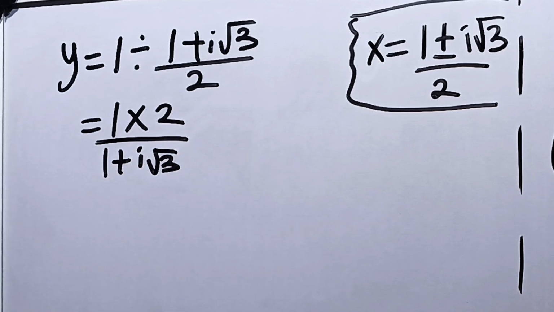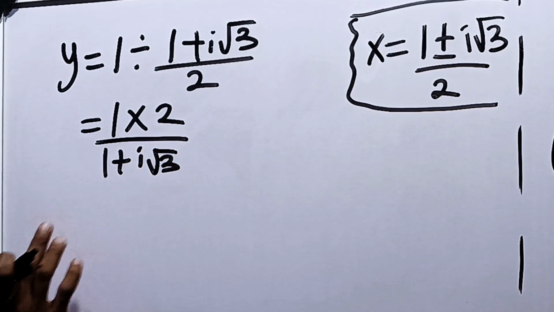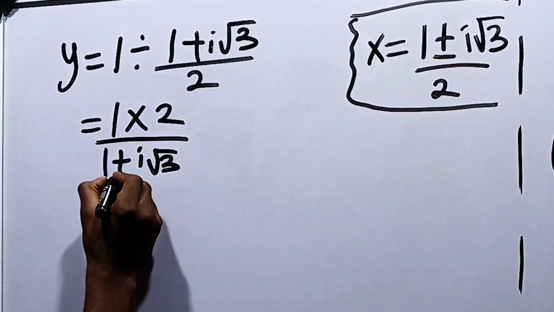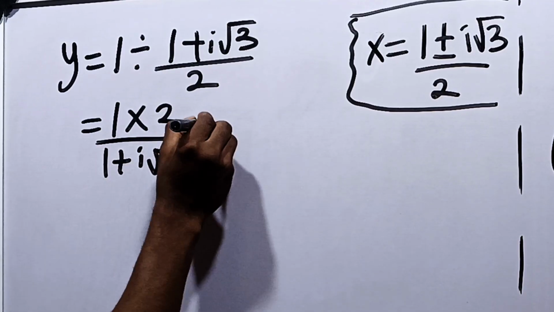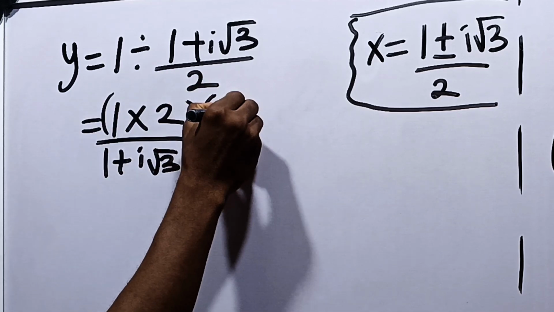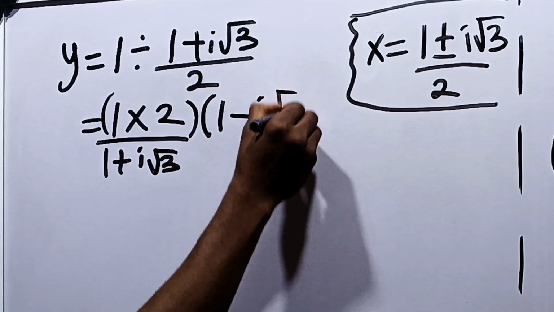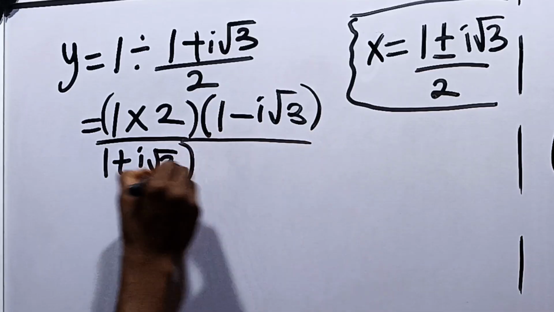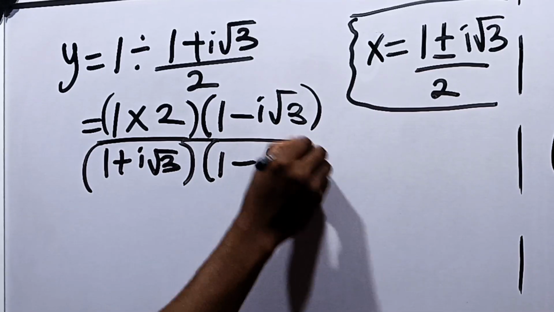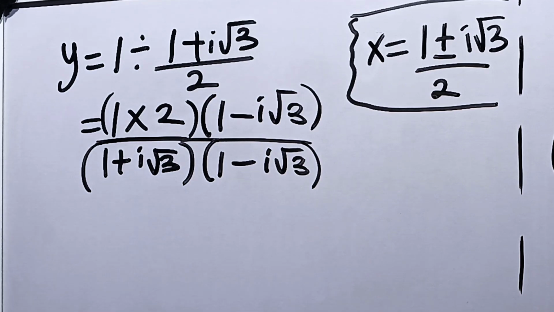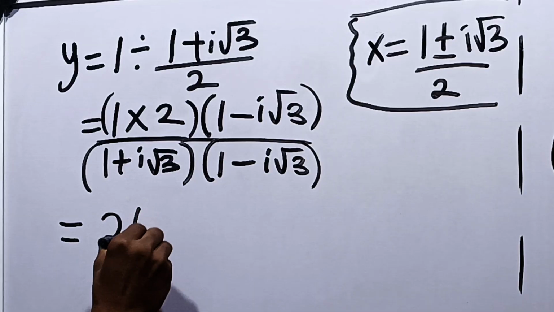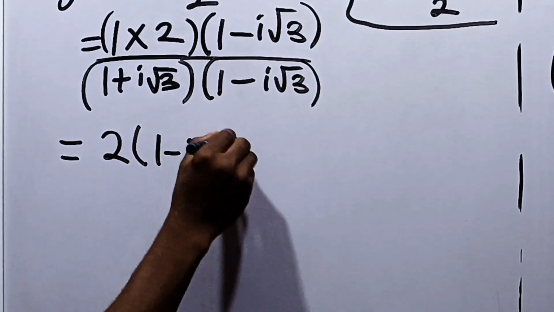Now we can rationalize this denominator by multiplying both the numerator and the denominator by the conjugate of the denominator. The conjugate of this denominator means we change the sign. So we multiply the numerator by 1 minus i root 3, and the denominator by the same number, 1 minus i root 3. This is what rationalizing means. Now this is equal to 1 times 2, which is 2, into 1 minus i root 3.